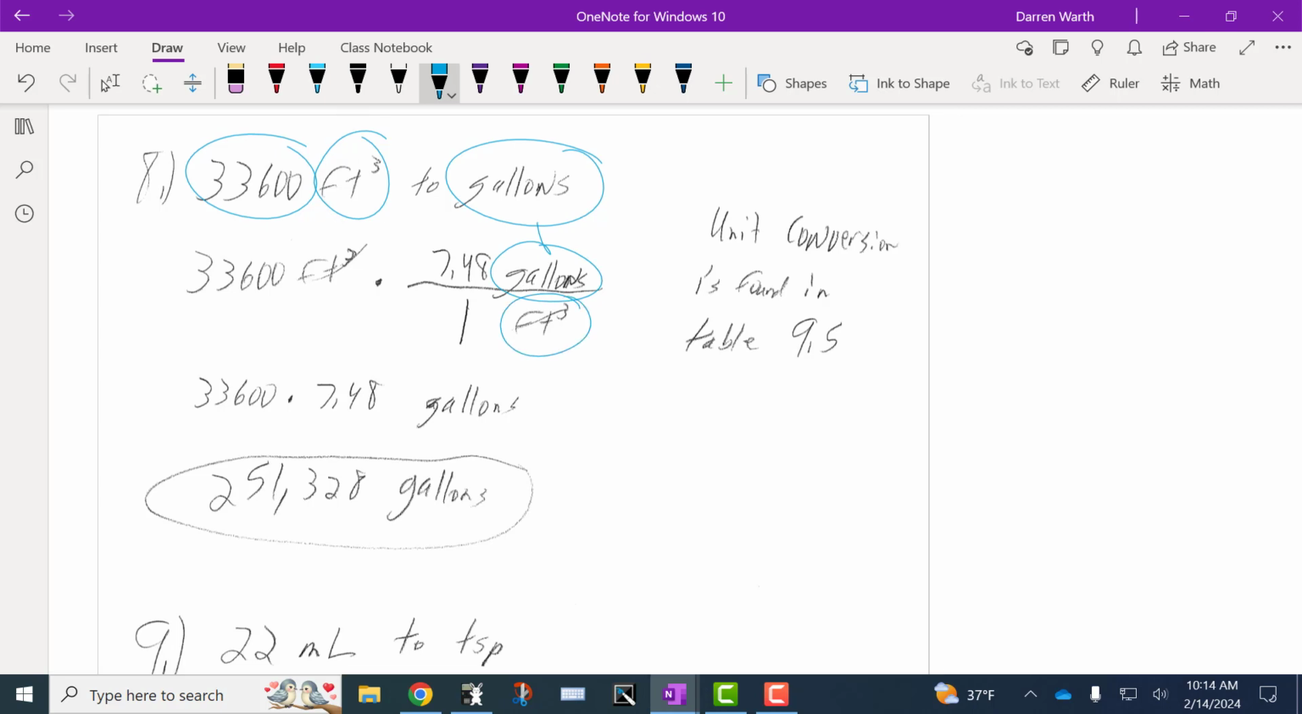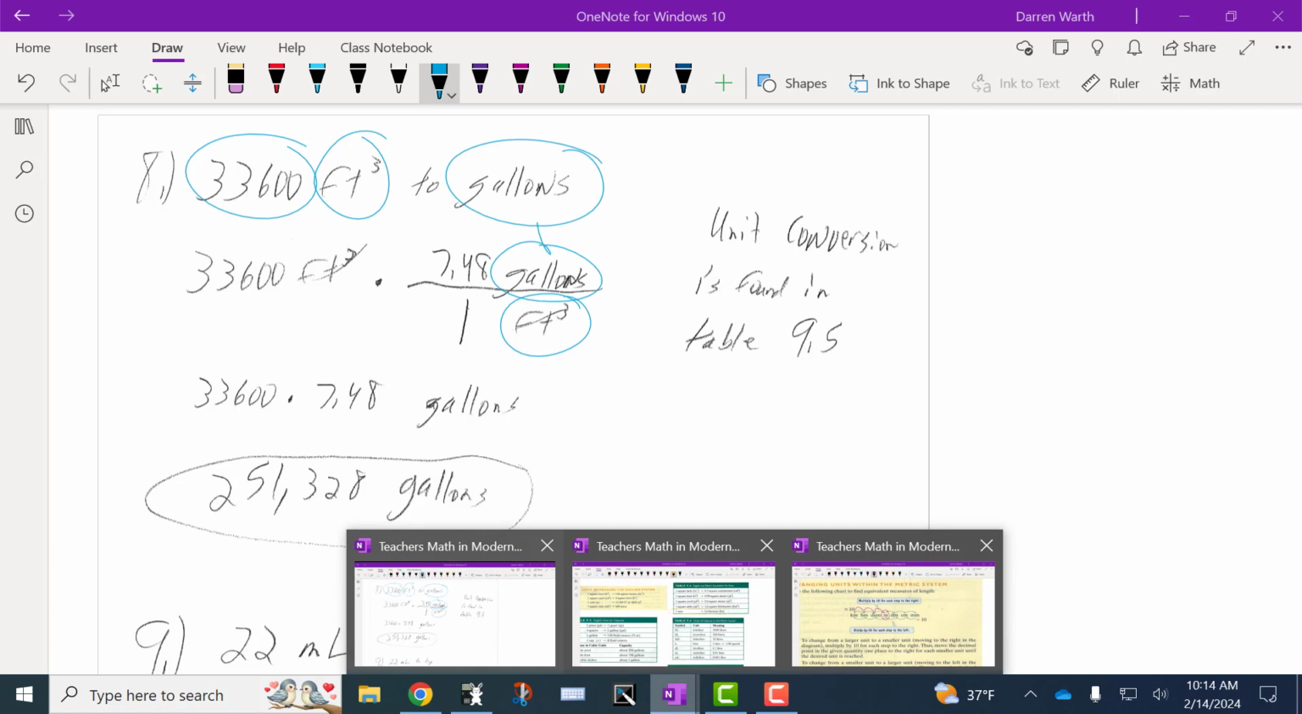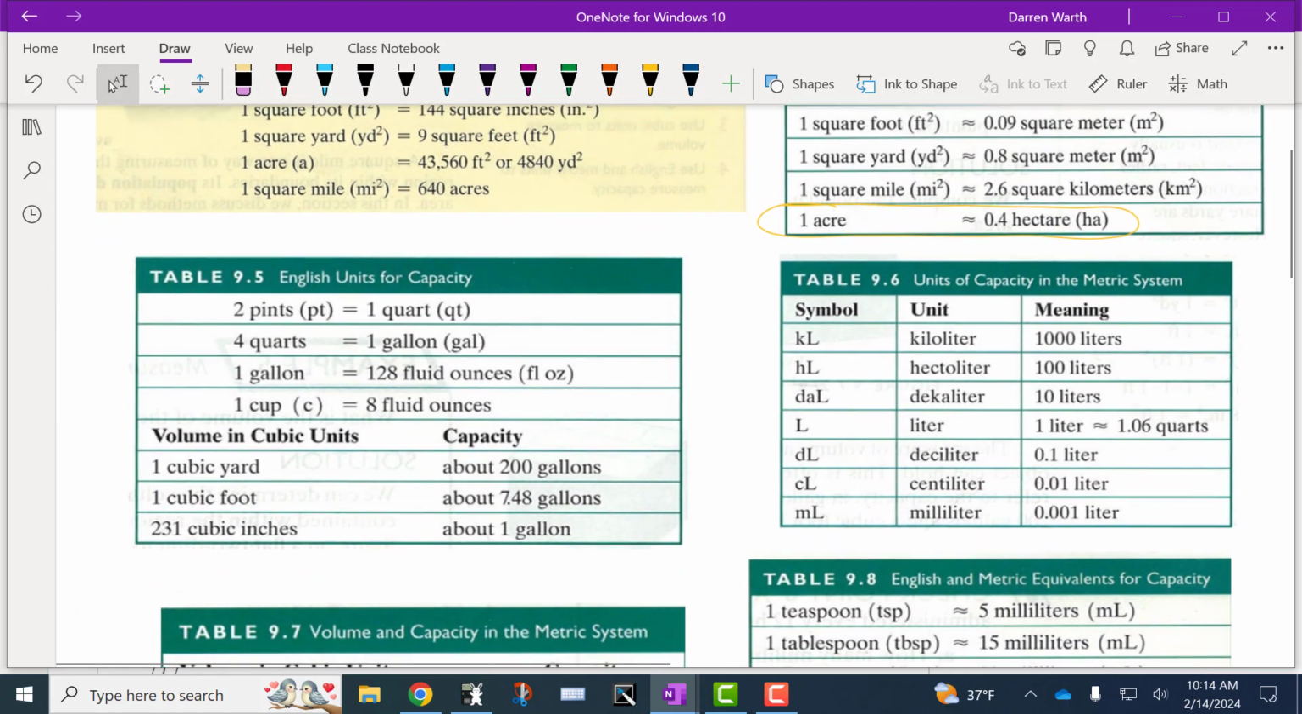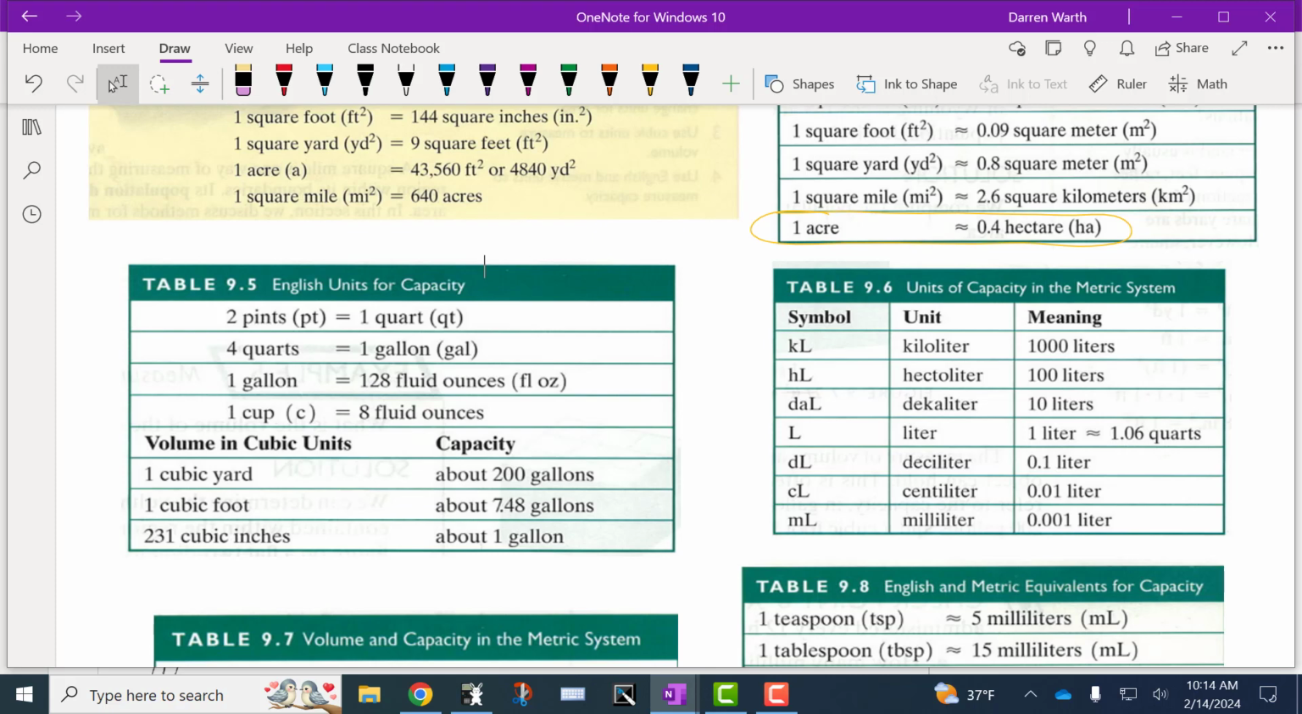And once you have that written out, go ahead and go to your unit conversion. And our unit conversion says that's going to be found in table 9.5. So in table 9.5, let's see if we can find that conversion right there. So the conversion we're looking at is 1 cubic foot is about 7.48 gallons.